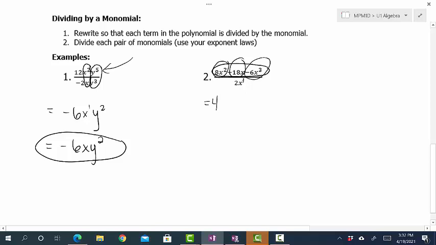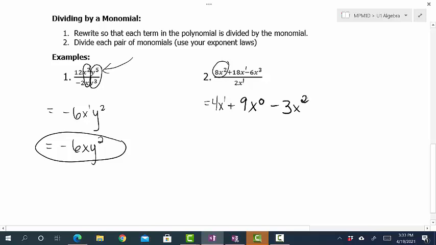Then divide the variables with the like bases using your exponent rule. Okay, so keep the base, subtract the exponents. Okay, now positive 18x divided by 2x. So we have 18 divided by 2, which is 9. And x to the power of 1 divided by x to the power of 1. Keep the base, subtract the exponents. We get x to the power of 0. Okay, we'll deal with that in a second. And the last one, negative 6x cubed divided by 2x. So negative 6 divided by 2 is negative 3. And x cubed divided by x to the power of 1 is keep the base, subtract the exponents.